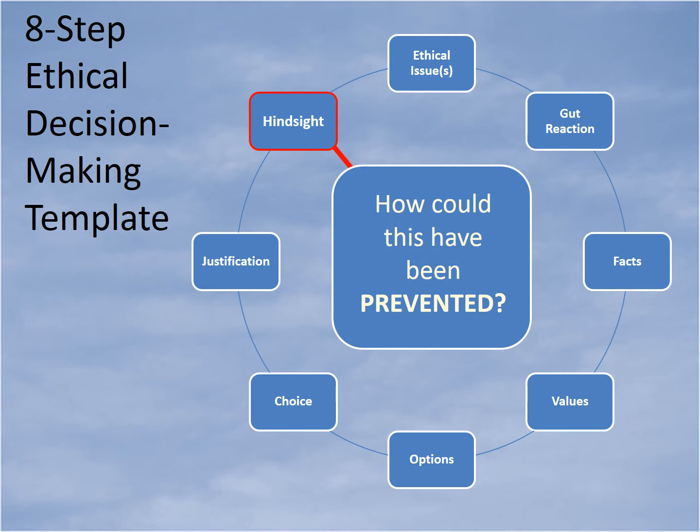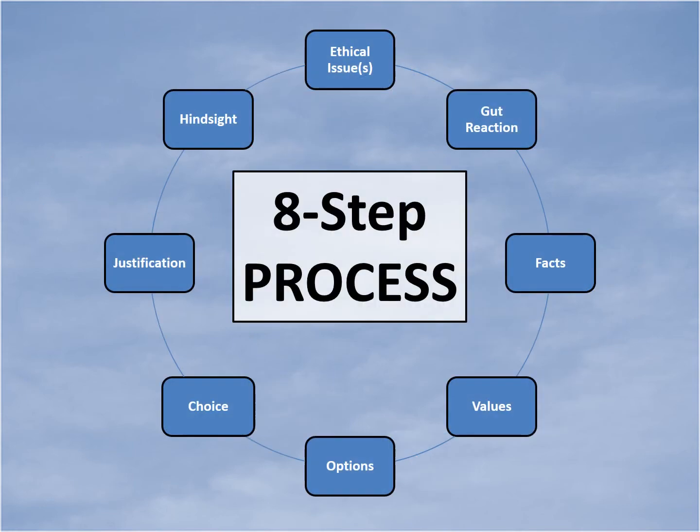In retrospect, what could have been done to prevent this situation? Are there any practices or policies that should be changed? What might you do differently next time? This process may seem time-consuming and cumbersome at first, but practice and real-world experience will demonstrate that this or a similar framework will lead to the best decision for all of the stakeholders.